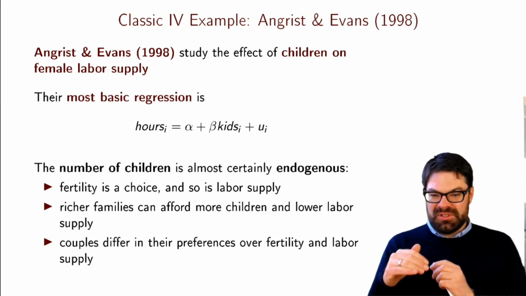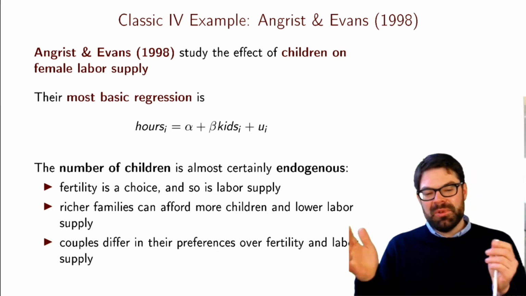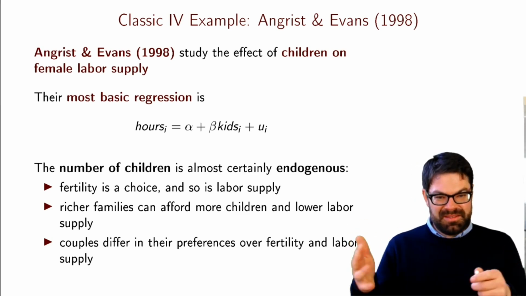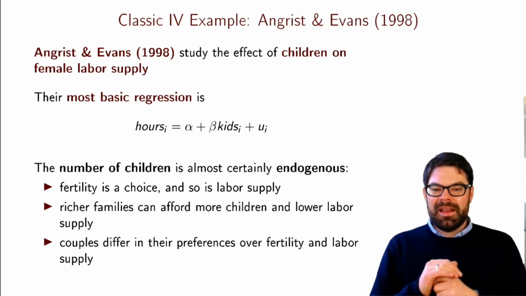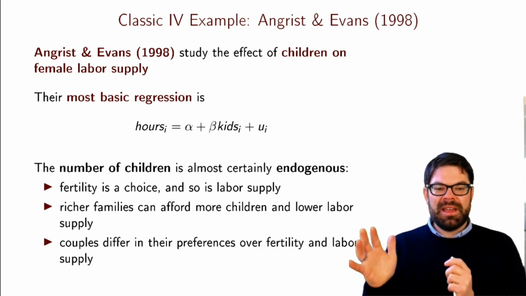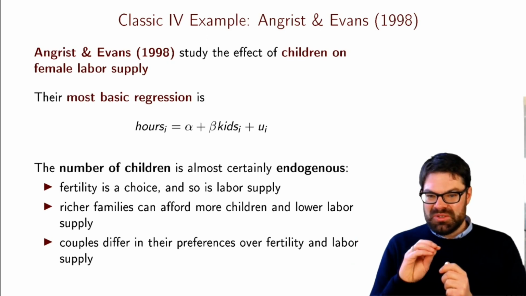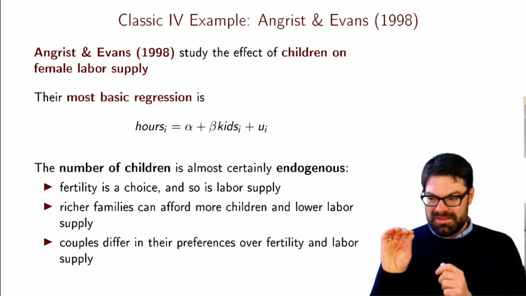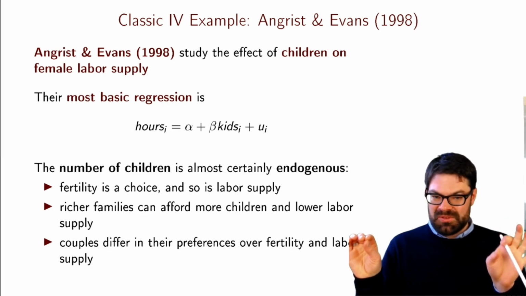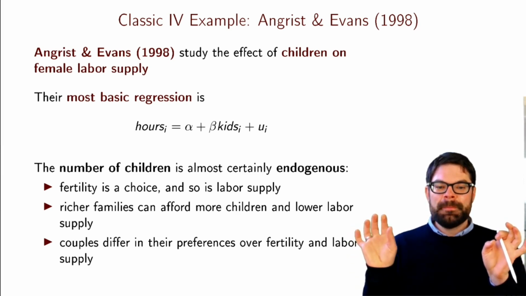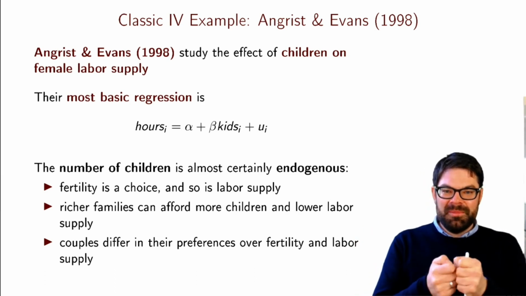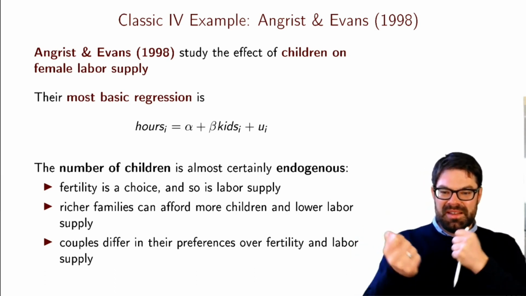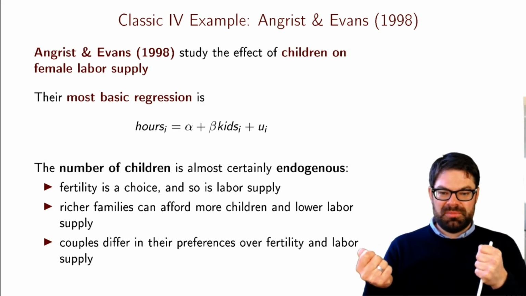Okay, so fertility is a choice. Yeah, there can be a random element to it, but many people plan their fertility and so on. And at the same time, labor supply is a choice. And you can be certain that if you regress the result of a choice on the result of another choice, there will be some common elements to those two choices that introduce a spurious relationship.